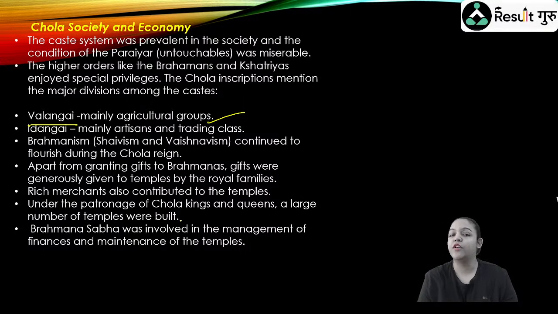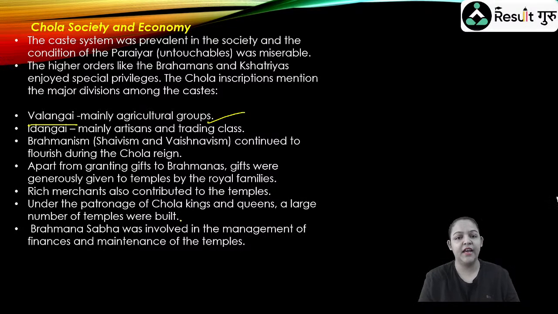Okay. So what have we learned as far as the society and economy is concerned? The first three castes, which are Brahmans, Vaishyas and Kshatriyas, did enjoy a lot of special power and privilege, and the condition of the Periyar, or basically the untouchables, was really, really bad. And according to Chola inscriptions, these are some of the various divisions that we have.